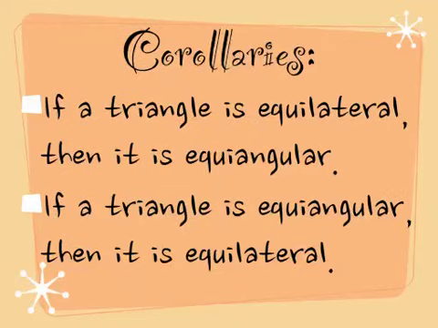Corollaries to those theorems. Remember, a corollary is something that follows closely or that you can conclude, and we are not going to have to prove these corollaries. So they're just statements that we can say based on the theorems. It says if a triangle is equilateral, then it is equiangular, and if a triangle is equiangular, then it is equilateral. Again, we've already stated this previously, but now we're just saying that they follow closely or are corollaries to the base angles theorem.